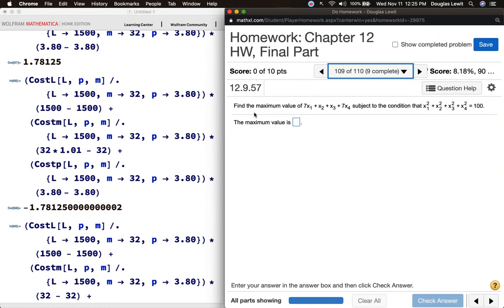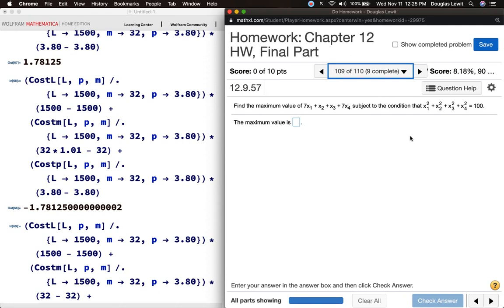It says here, find the maximum value of 7x1 plus x2 plus x3 plus 7x4 subject to the condition that x1 squared plus x2 squared plus x3 squared plus x4 squared is equal to 100.